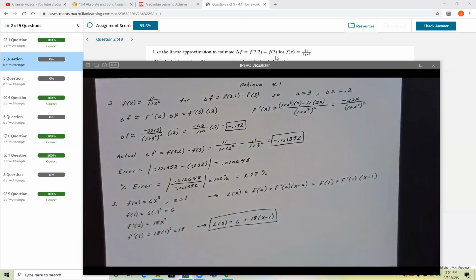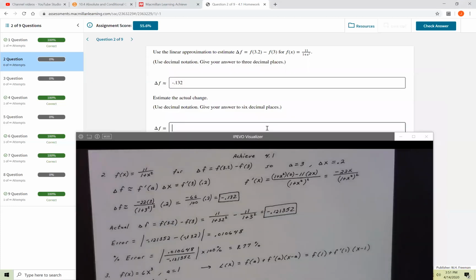I'll go ahead and put that into Achieve here. We have the negative 0.121352. Now, the next portion of the problem is wanting you to compute the error and the percentage error. It's wanting the error to 6 decimal places.